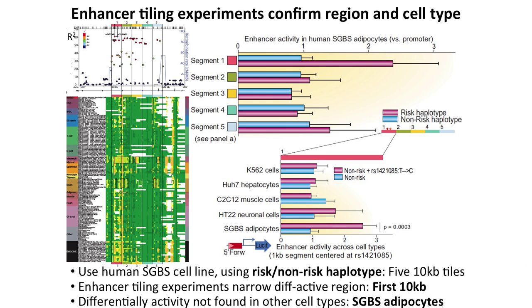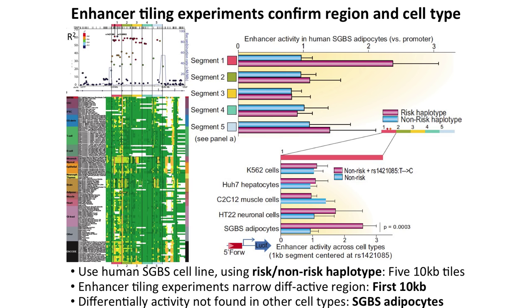So what could be going on here? So what Melina did is that she actually started doing enhancer assays using each of the 10 kb segments. So she used the human SGBS cell line, and then inserted either the risk or the non-risk haplotype for FTO using 5 10 kb tiles. And then she showed that the first tile, exactly where you see this massive enhancer, is in fact the most likely to harbor this variant that's functional, because it actually shows a very strong difference between the risk and the non-risk haplotype.